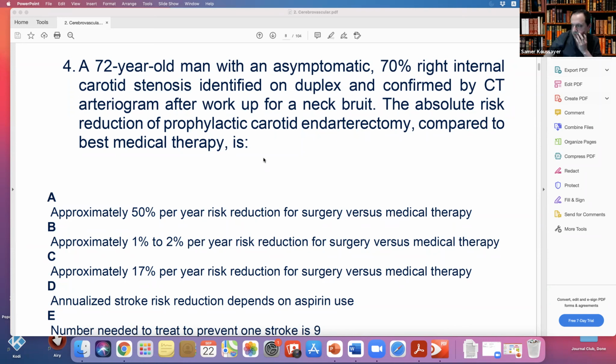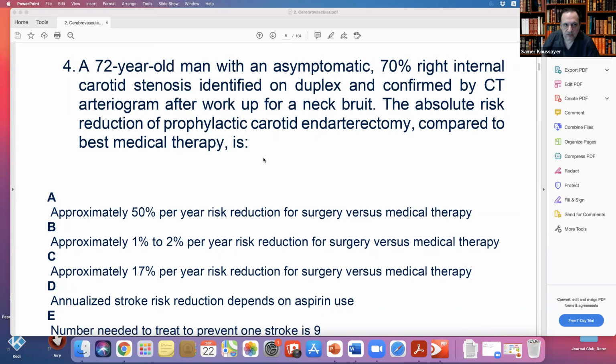Yes, sir. Okay. A 72-year-old man with an asymptomatic 70% right internal carotid artery stenosis identified on duplex and confirmed by CT arteriogram after workup for neck bruit. The absolute risk reduction of prophylactic carotid endarterectomy compared to best medical therapy is. Okay, so we have a 72-year-old. Again, asymptomatic. You see, all the questions are about asymptomatic. 70% asymptomatic, you found carotid stenosis.